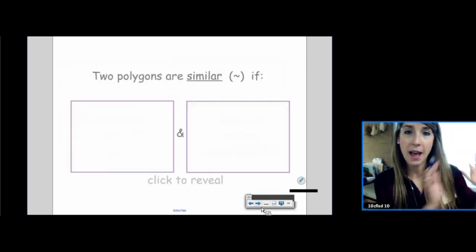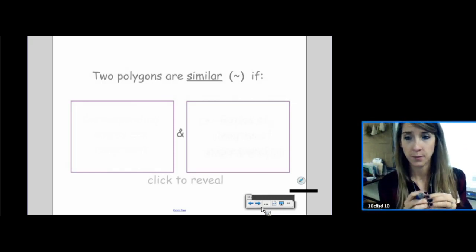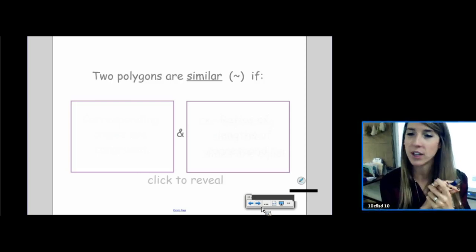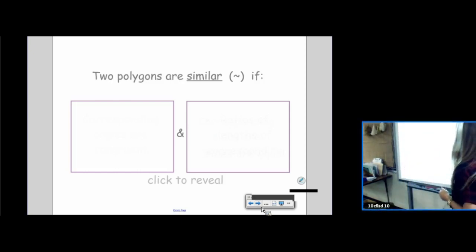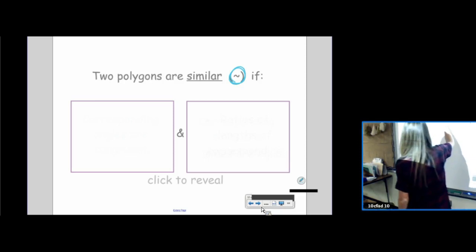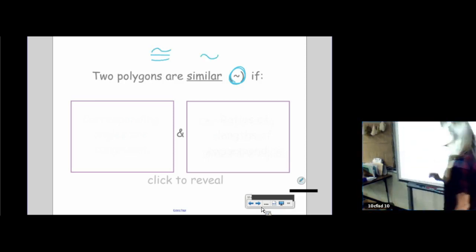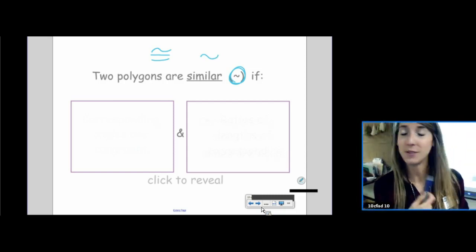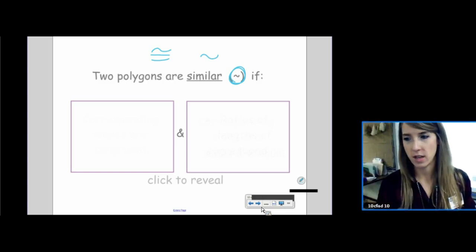So that was like algebra review. Here's what I need you to know for geometry purposes. This should definitely go in your notes. Two polygons are similar if... First of all, here's the symbol for similar. Remember the symbol for congruent looks like this. The symbol for similar is just the squiggly on top. So congruent has an equal sign in it because those figures are equal. Similar just has the squiggly on top. That's the symbol we use to represent it.